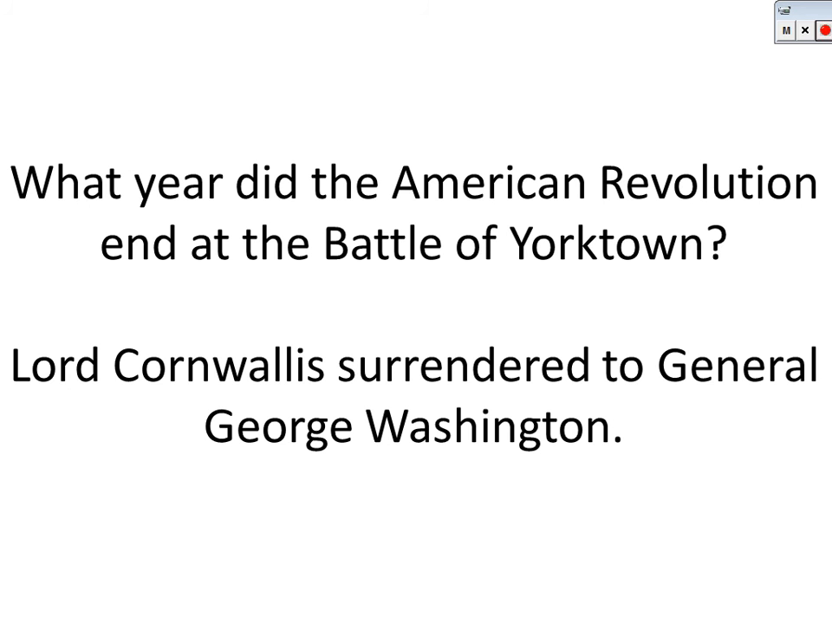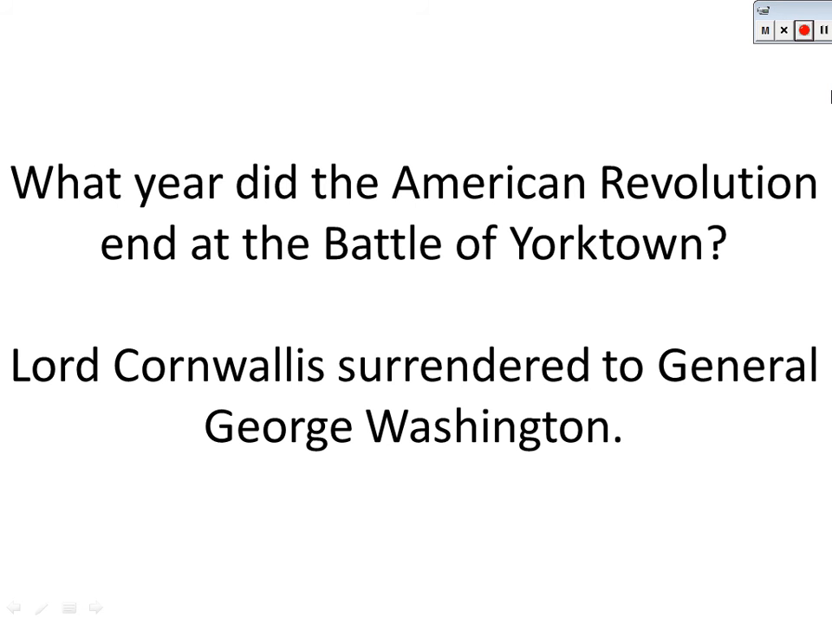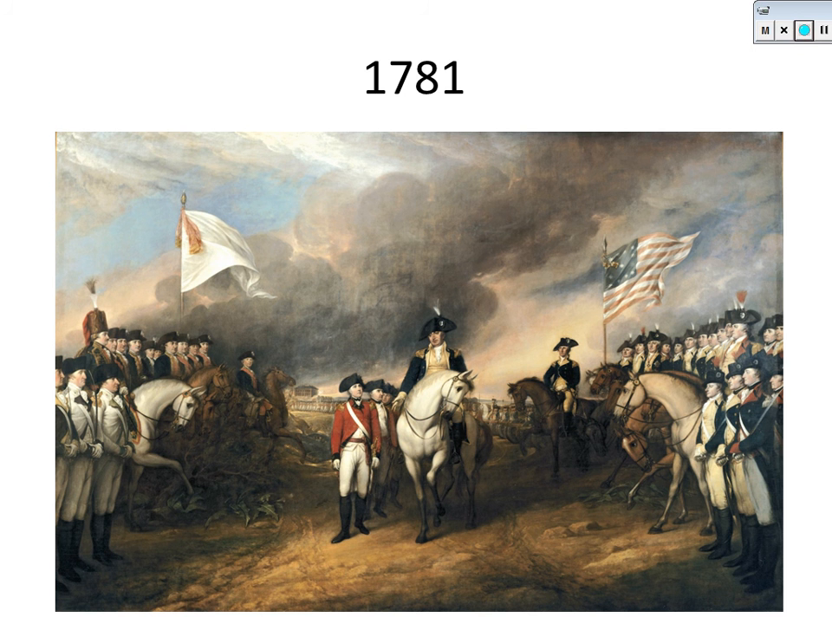What year did the American Revolution end at the Battle of Yorktown? Lord Cornwallis. What year did the American Revolution end at the Battle of Yorktown? Lord Cornwallis surrendered to General Washington. Good job. 1781. That's a surrender at Yorktown. See Washington off in the distance. Cornwallis's aid surrenders to Washington's aid.